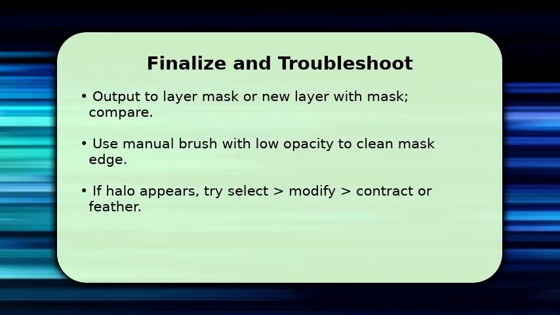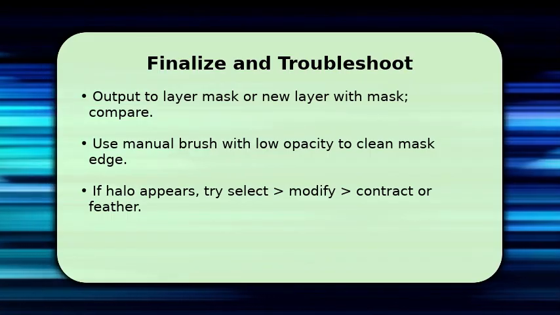If you see a halo or rim, make sure to slightly contract the selection or apply a small negative feather. This restores crispness without losing fine detail.